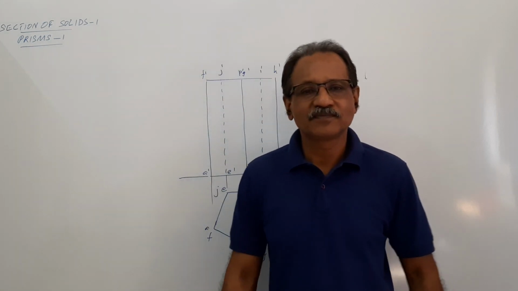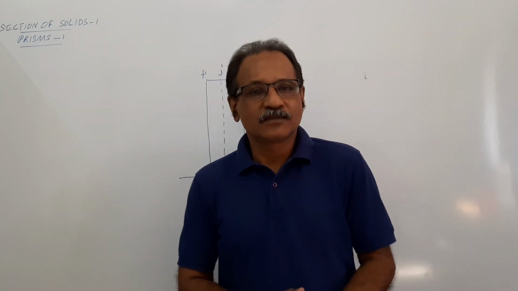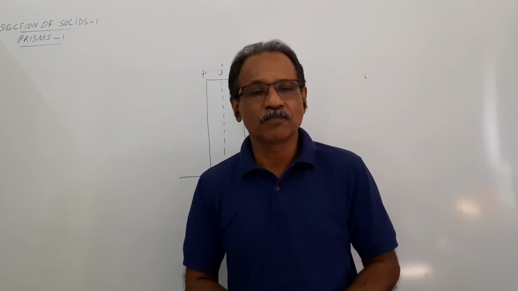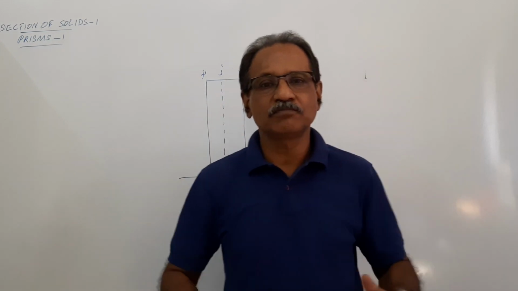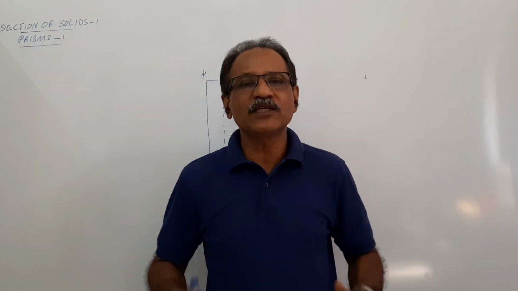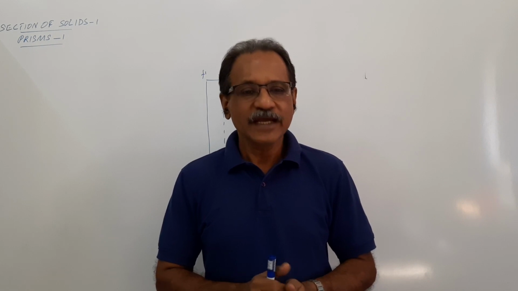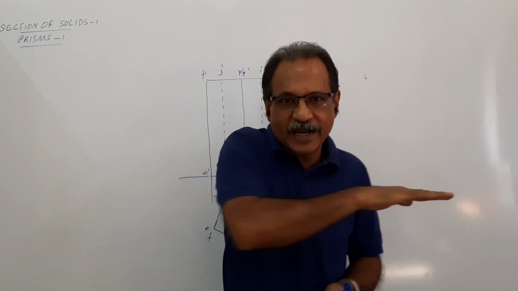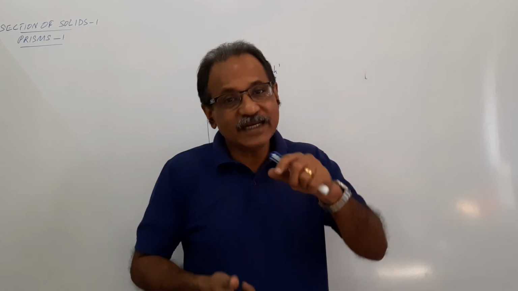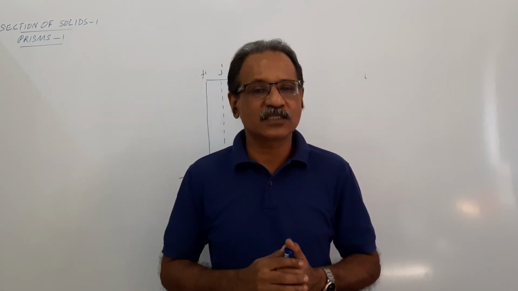Hi students, section of solids 1, section of prisms, first problem. It's a pentagonal prism, 25 mm side, 60 mm axis, standing on its base on HP. It is cut by a horizontal cutting plane, bisecting the axis, passing through the center of the axis.